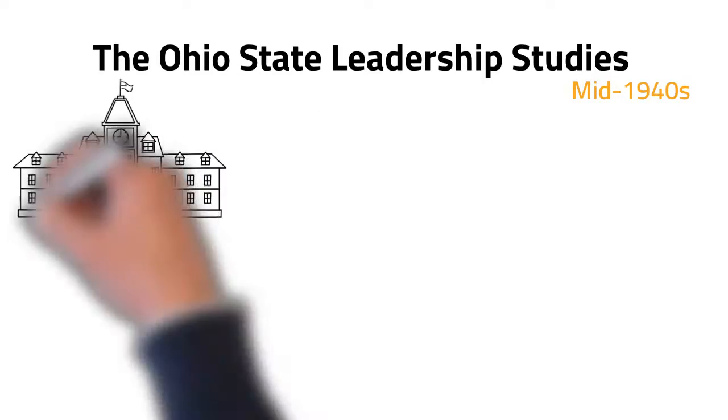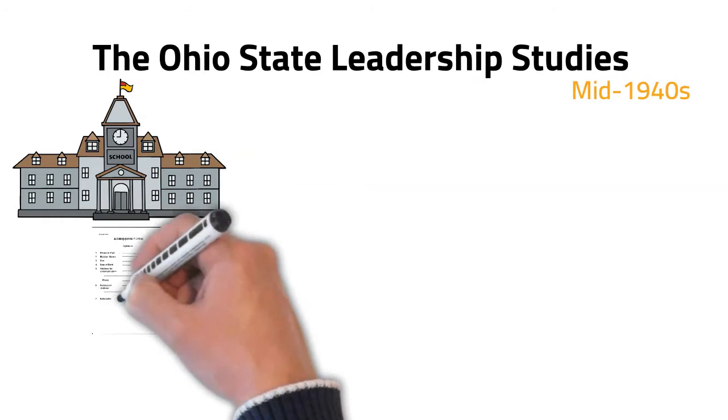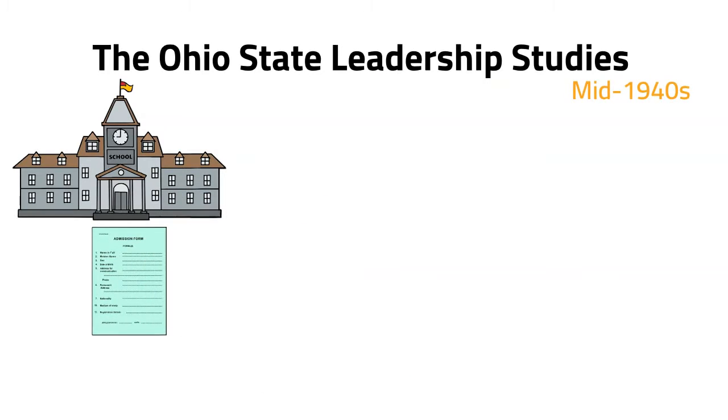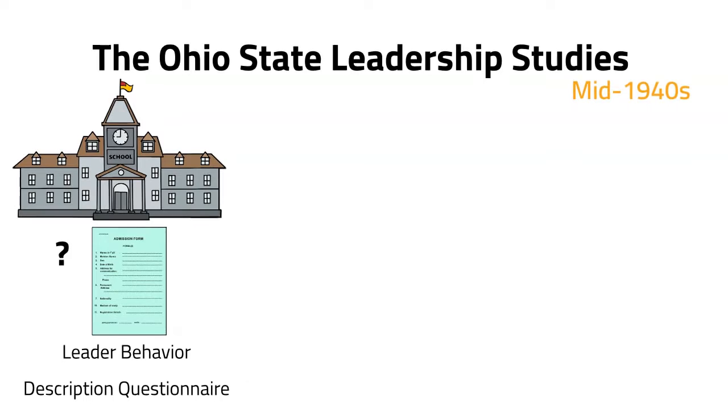In the mid-1940s, when trait theory was dominant within the field of leadership studies, researchers at Ohio State University sought to draw conclusions of how different leadership behaviors affected leadership performance. To study the behaviors of leaders, the team created the Leader Behavior Description Questionnaire, or LBDQ for short. The questionnaire consisted of 150 statements, and the respondent answered how frequently this behavior is displayed on a scale with 5 points, ranging from never to always.